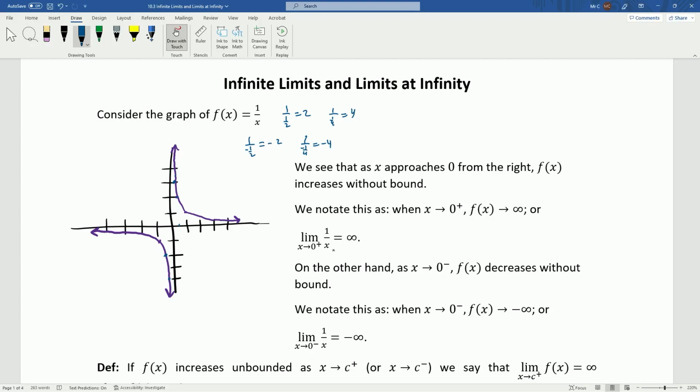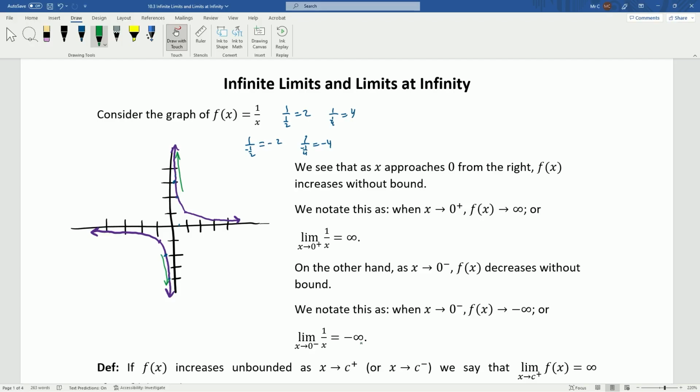Right? So the first case just says, hey, when I'm coming from the right towards 0, my graph goes up and never stops going up. And when I go from the left towards 0, my graph goes down and never stops going down, right? So in the first case, the limit is called infinity, and in the second case, the limit is called negative infinity.